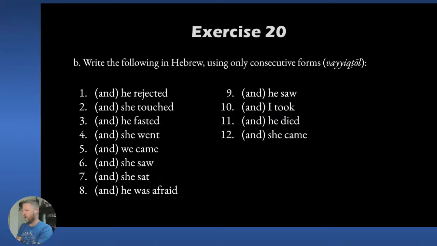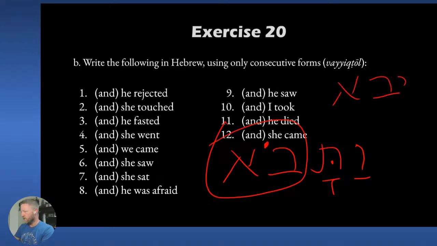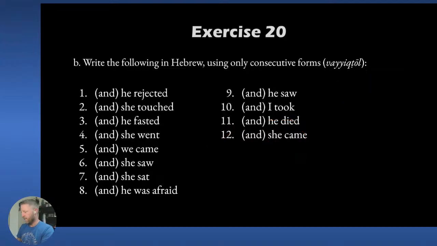Number 12, she came. Okay, we already had vanavo, we came, so let's just change it to vatavo. She came. Vatavo. Okay, it's got the bo, which in the future, yavo, he will come. Okay, vatavo, she came.